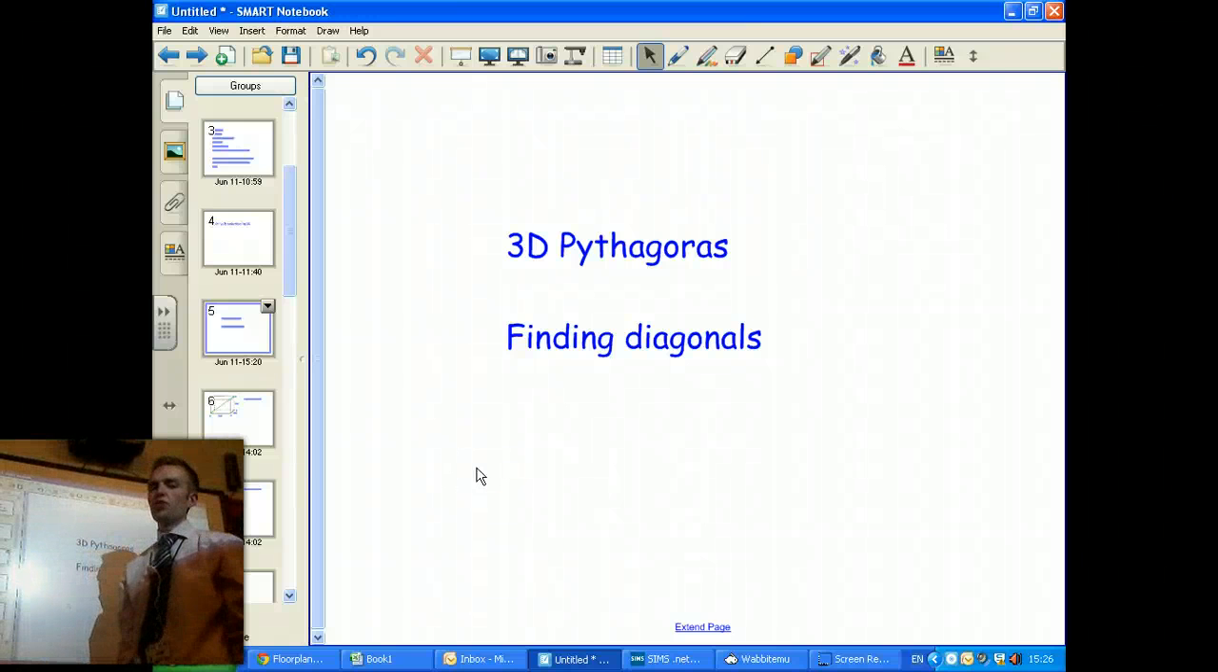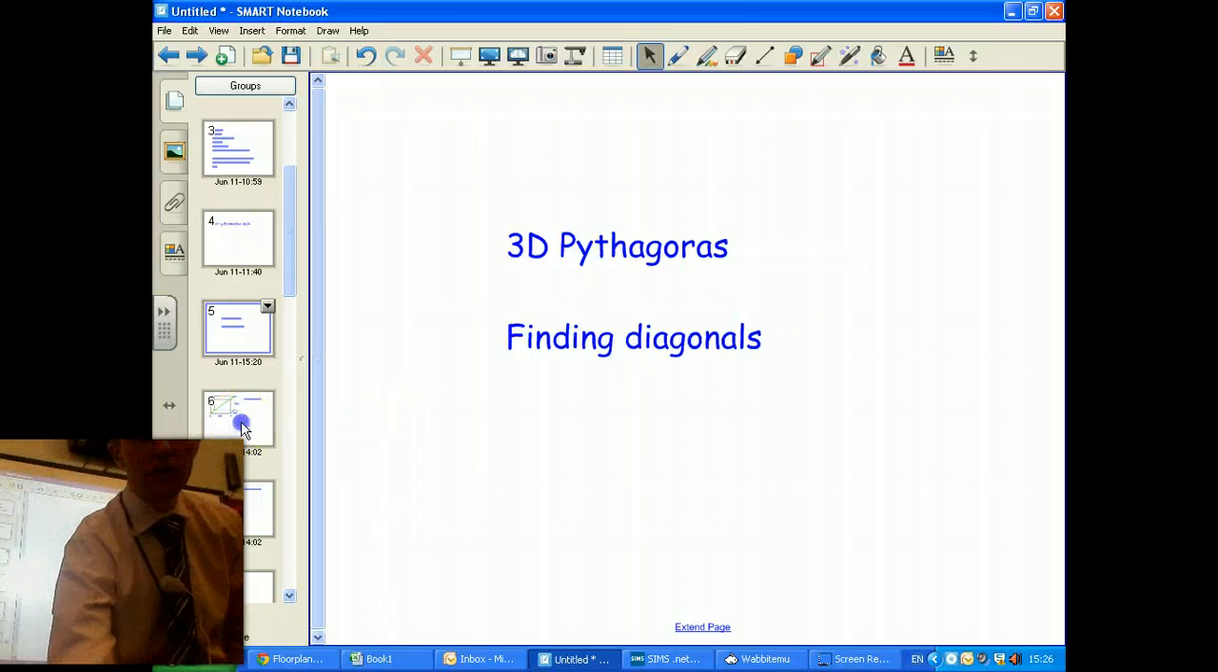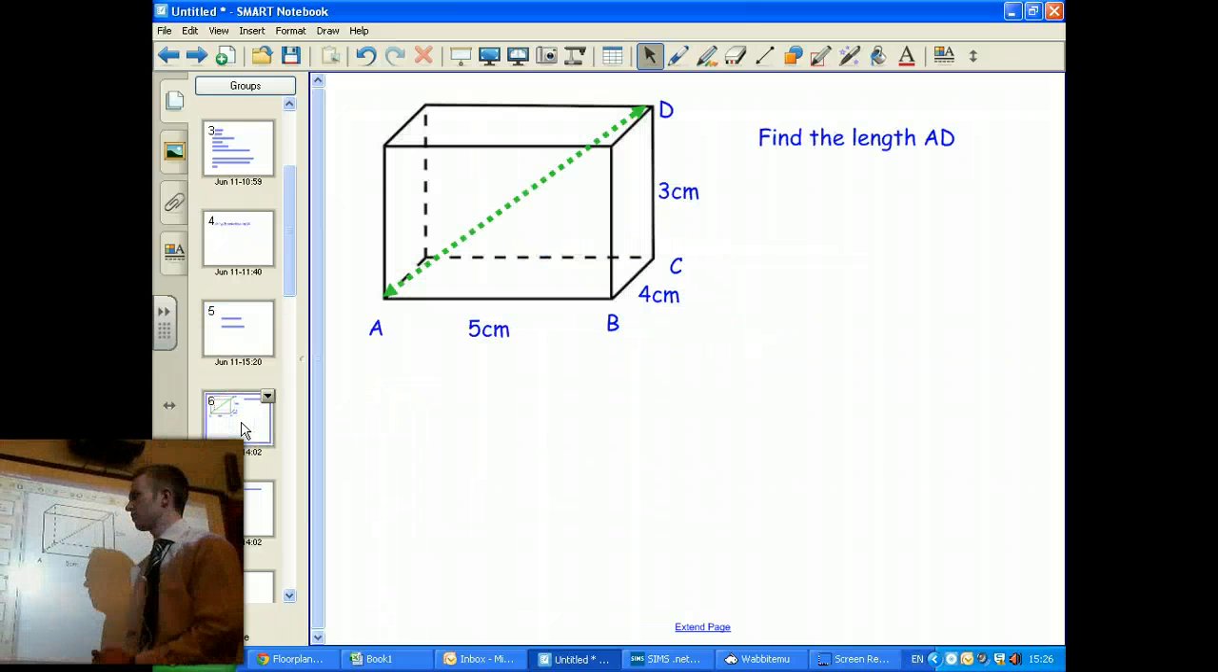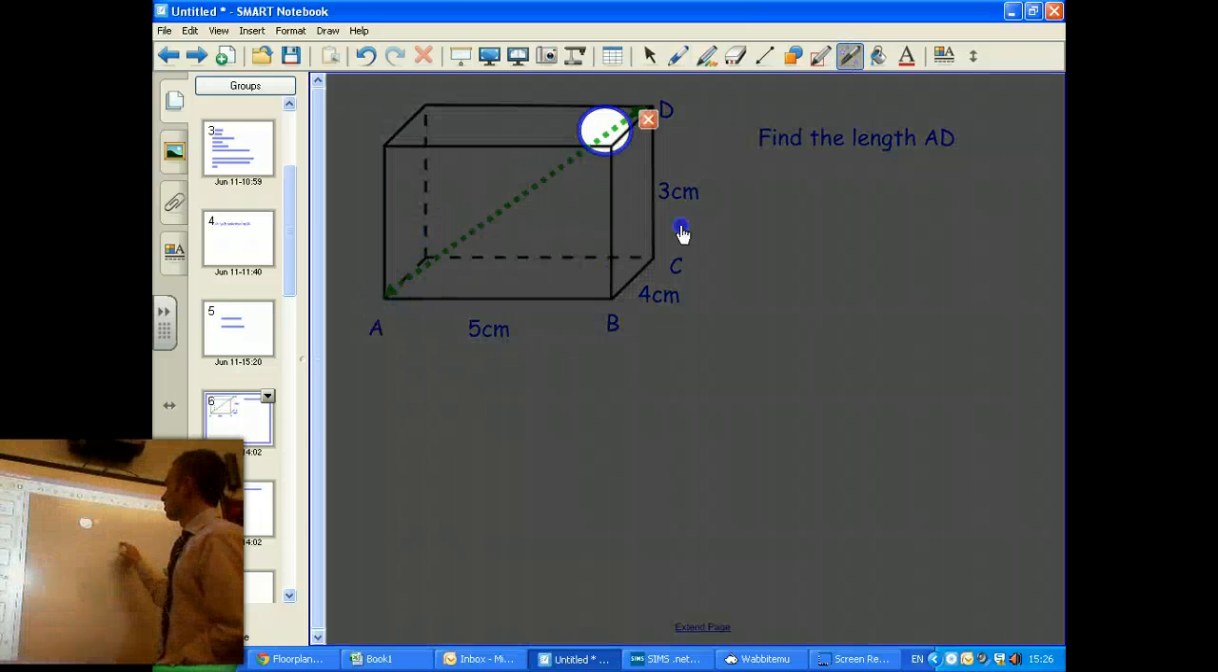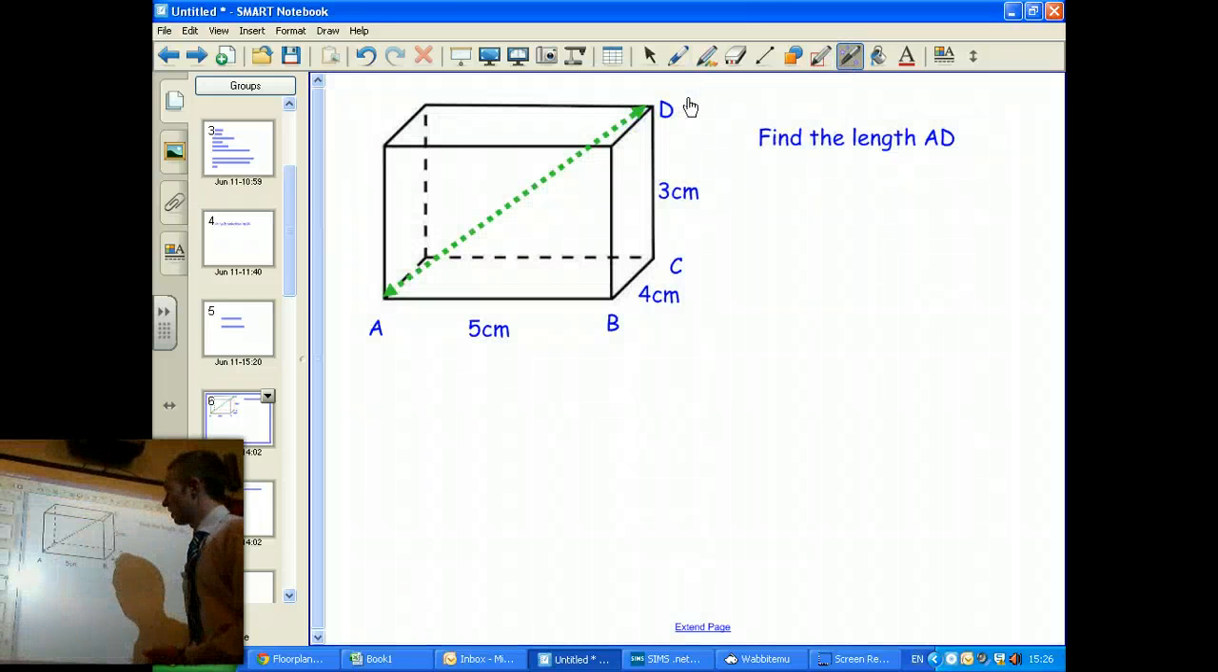Hey guys, today we're going to look at 3D Pythagoras, so finding lengths of diagonals. And we'll start off with a little problem like this, and you might be asked to find the length of A to D here. And to do that, you've got to do a few things.